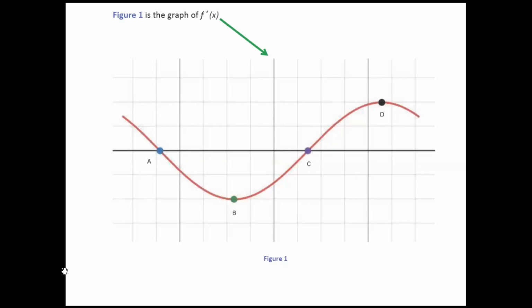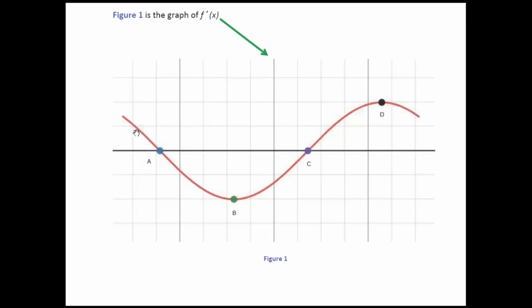Okay, so you see on this graph, this is the graph of the derivative, points labeled A, B, C, and D. Now look at A. A is on the x-axis. In other words, it's 0 here. The output value is 0 here. What's the output value? Derivative. The derivative is 0 here. That means this is a critical number.